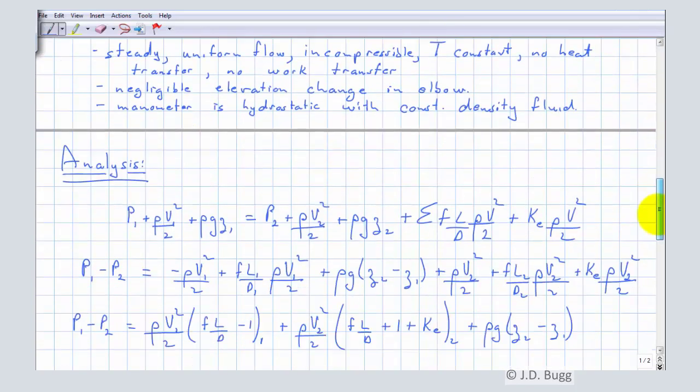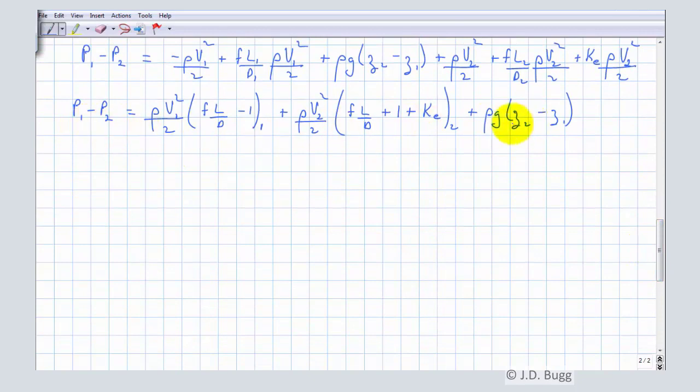So that's our first step down here. We're going to set this aside for a moment, and we're going to say that P1 minus P2, but looking at the manometer problem now, that must be equal to P1 minus PA, and that's in water, plus PA minus PB, that's in mercury, plus PB minus P2. So the total pressure difference is the sum of those three steps.